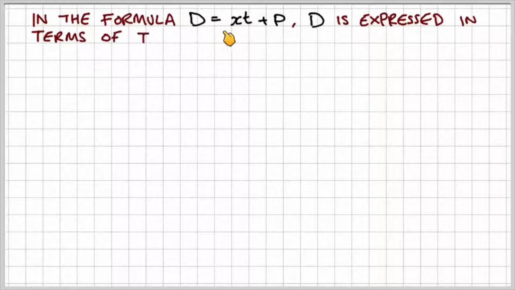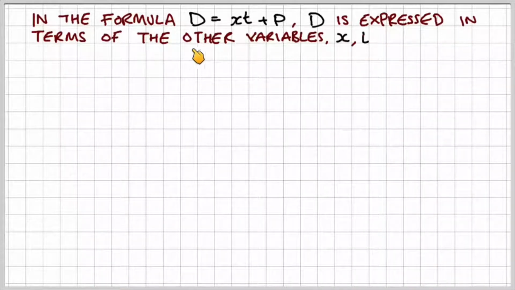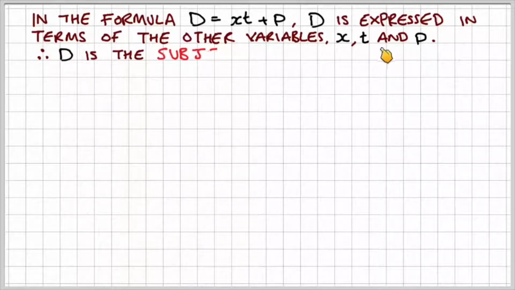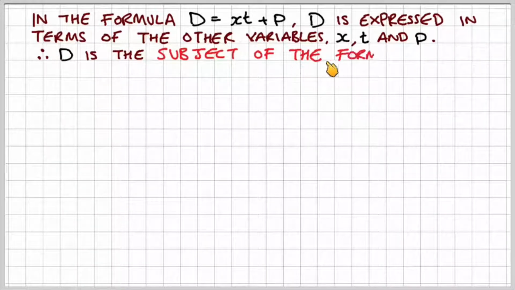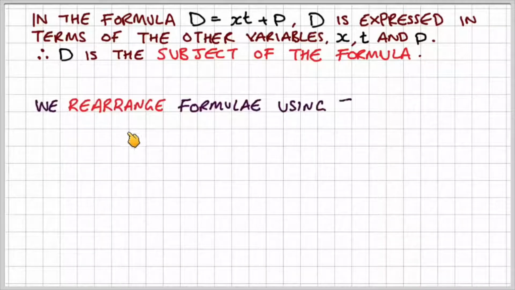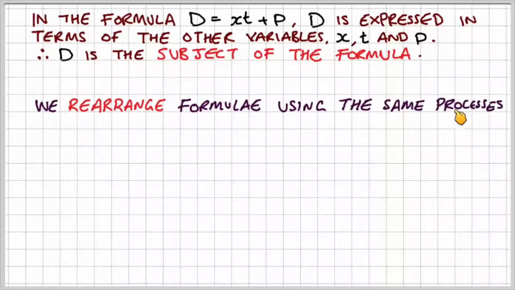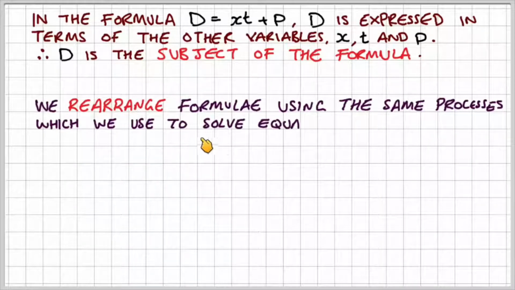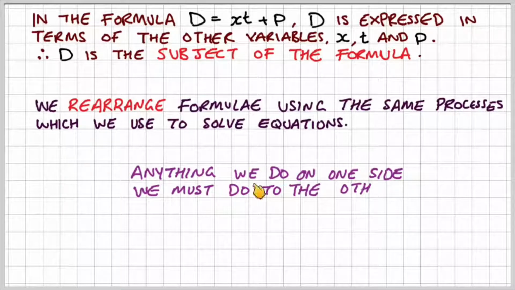In the formula d equals xt plus p, d is expressed in terms of the other variables xt and p. Therefore, d is the subject of the formula. We rearrange a formula using the same processes which we use to solve equations. So, anything we do on one side, we must do on the other. In other words, use inverse operations.